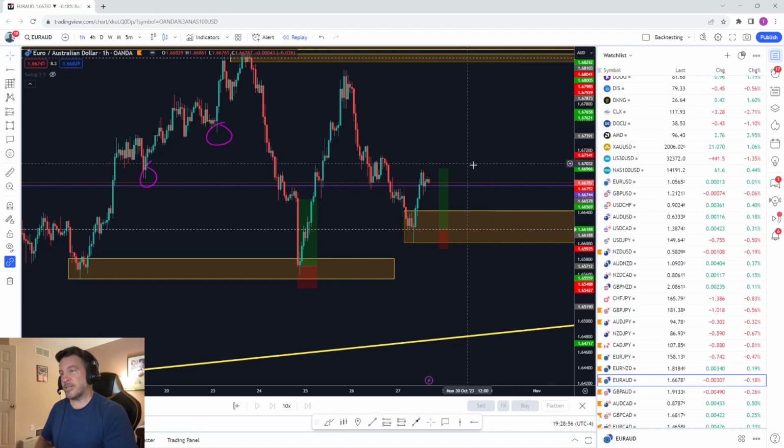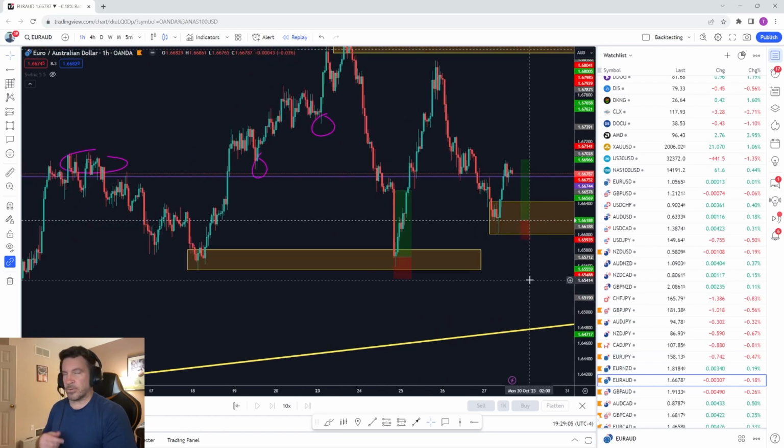All right, let's go ahead and get into the charts now. So the first trade I want to go over is going to be a Euro Aussie. This is a trade that I took earlier this week, and then I'm going to go over a Euro trade I'm in right now and holding over the weekend. So here's how this one played out.